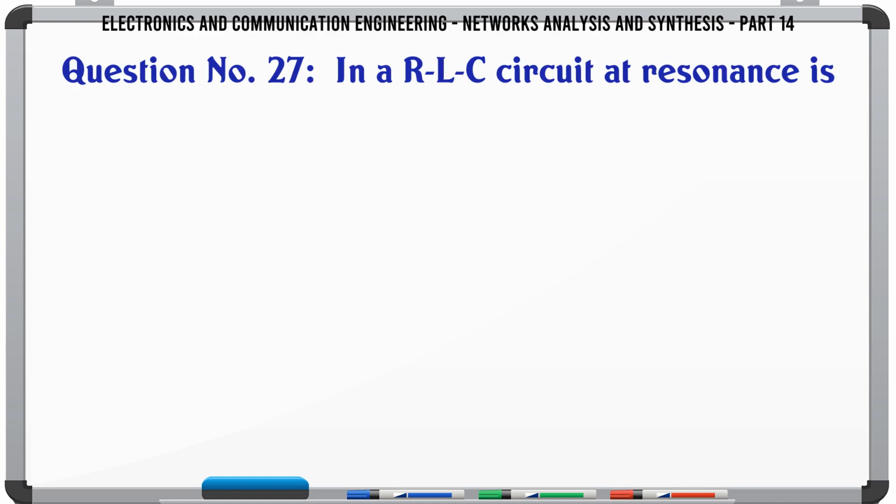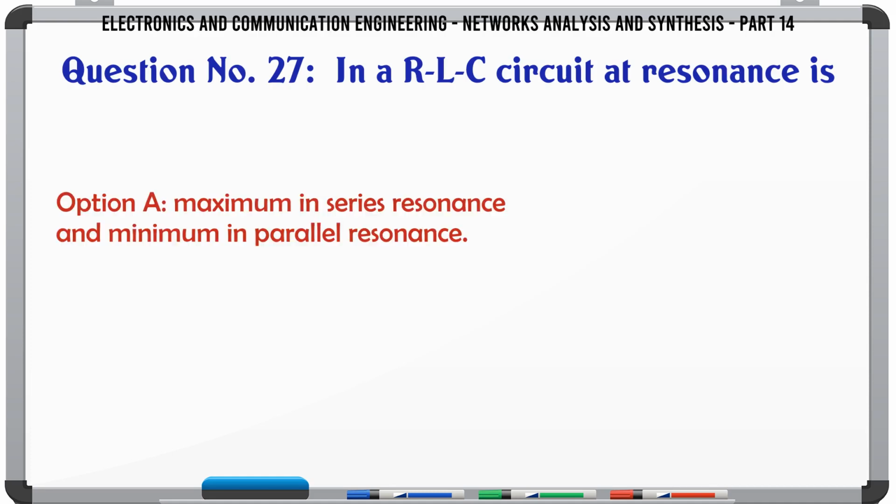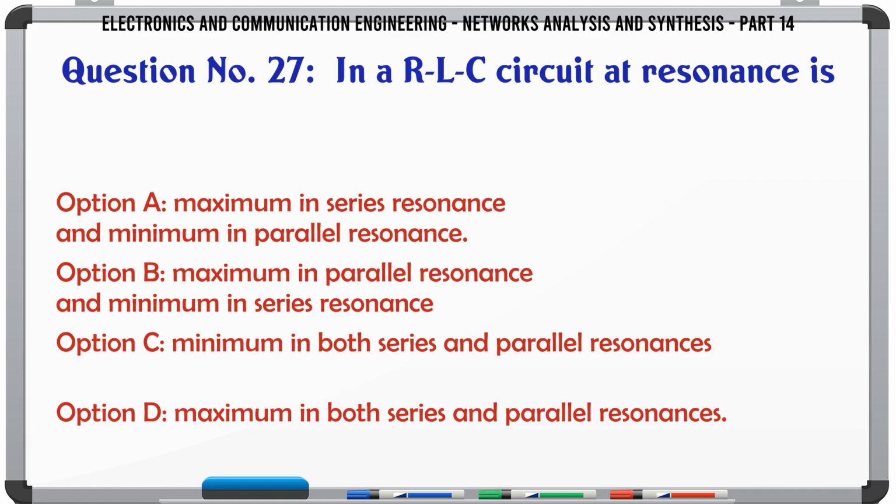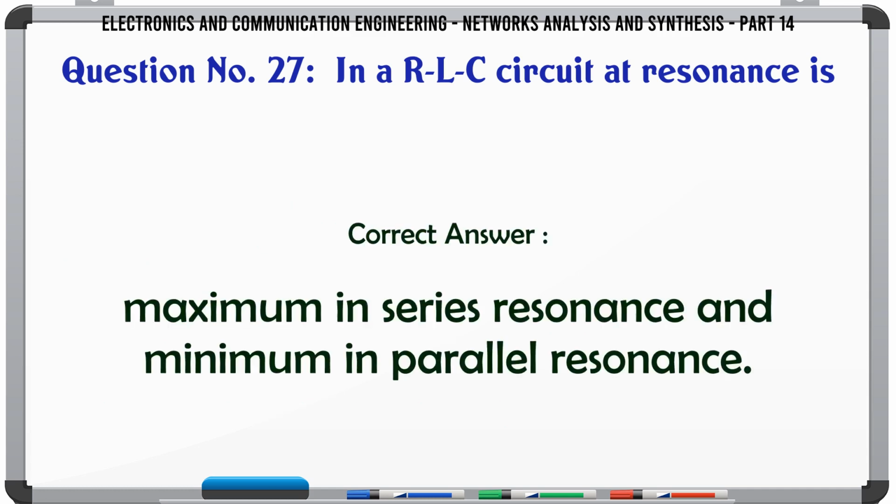In an RLC circuit at resonance, the impedance is: A, maximum in series resonance and minimum in parallel resonance; B, maximum in parallel resonance and minimum in series resonance; C, minimum in both series and parallel resonances; D, maximum in both series and parallel resonances. The correct answer is maximum in series resonance and minimum in parallel resonance.